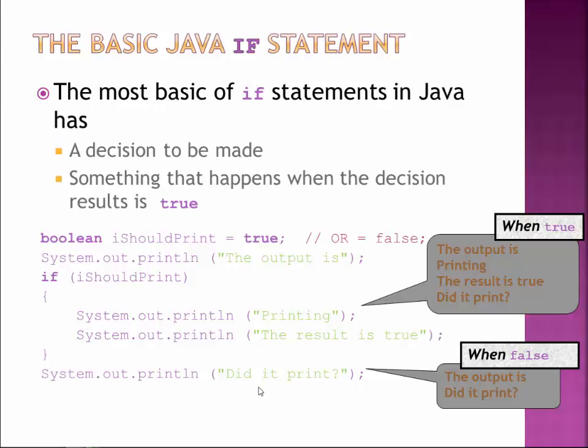So when it's true, you'd see in the gray box over here on the right: the output is printing, the result is true, did it print? When it's false, it just says the output is, did it print? It skips that code. Now, the reason it skips that code is because of the curly brackets. It's really essential to have opening and closing matching curly brackets, ideally with white space inside of here to show which code is being aligned.